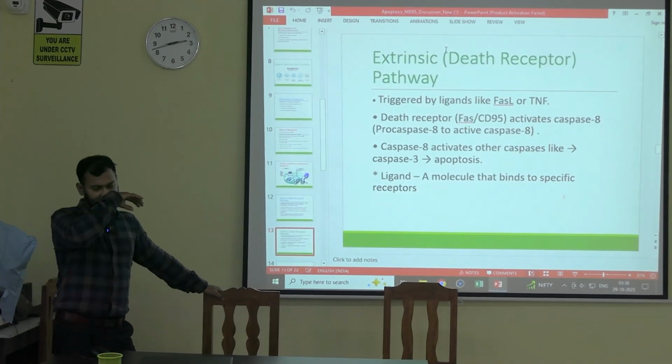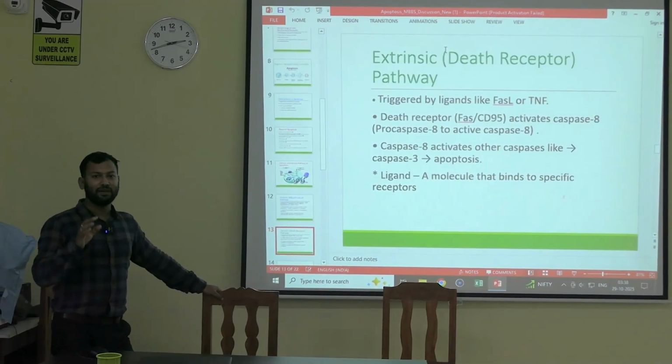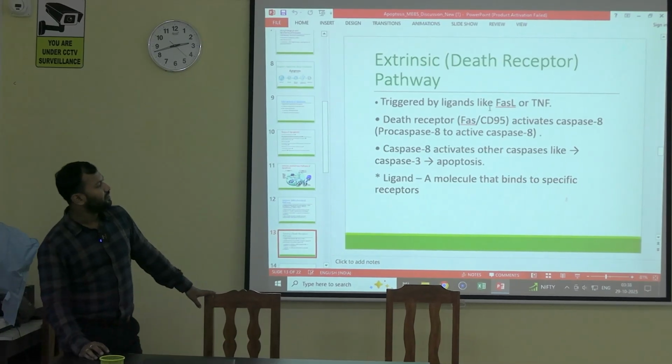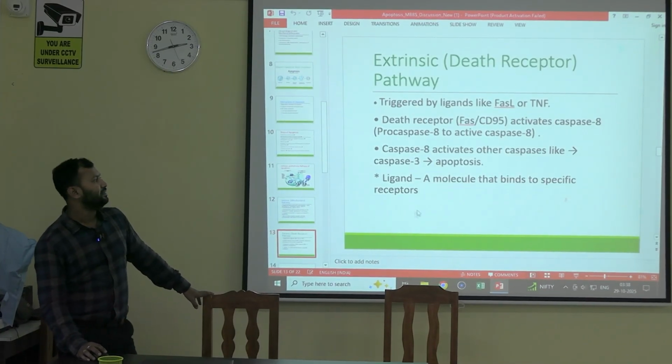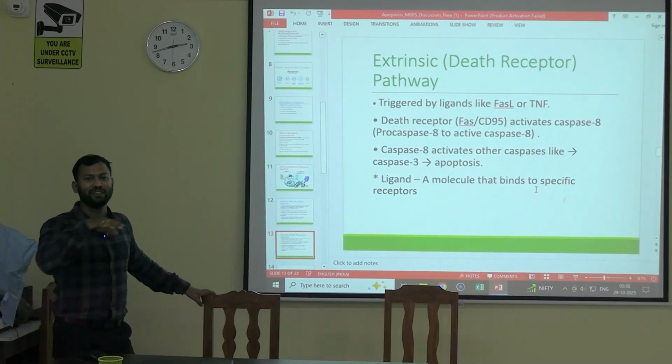Now extrinsic pathway. I have shown you in the picture. The extrinsic means something else will come from outside the cell, it will bind to the cell surface, and that will trigger the apoptosis. So it is triggered by ligands. What is a ligand? A ligand is a molecule that binds to specific receptors. There will be a specific receptor in the cell. There are many receptors.